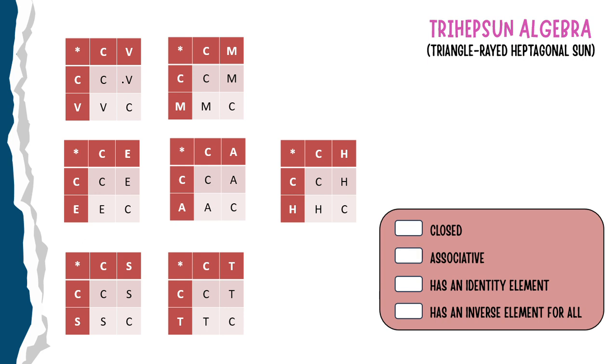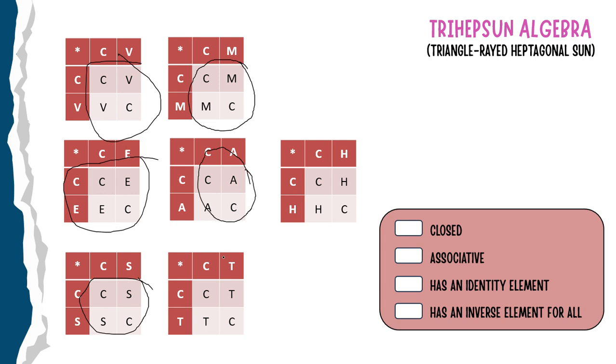Again, for CVES, we already shown a while ago that this is closed. Let's see if this are closed also. CM is closed since the resulting elements revolve around C and M. CA is closed because the resulting elements revolve around C and A. CT is closed since the resulting elements revolve around CT also. And this one is closed also because the resulting elements revolve around CH. Therefore, it is closed. Let's now see the associativity of all.